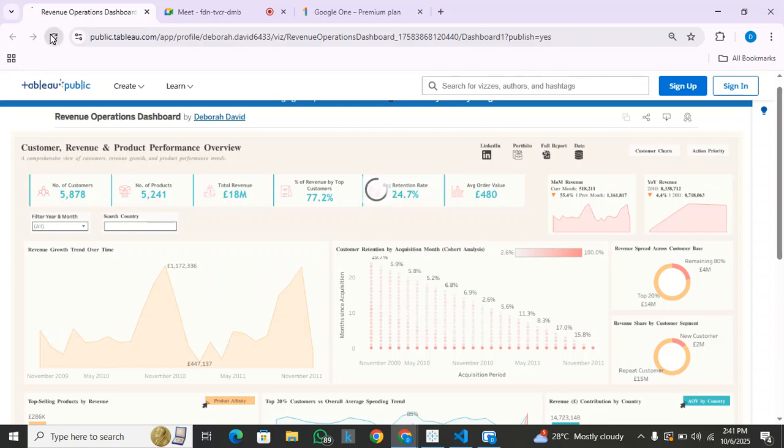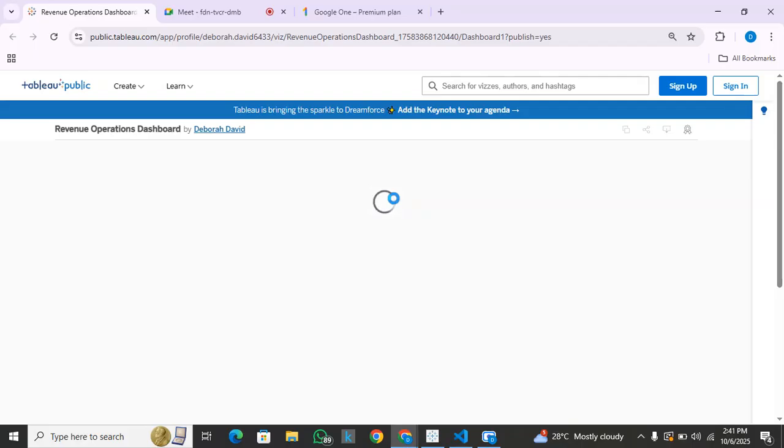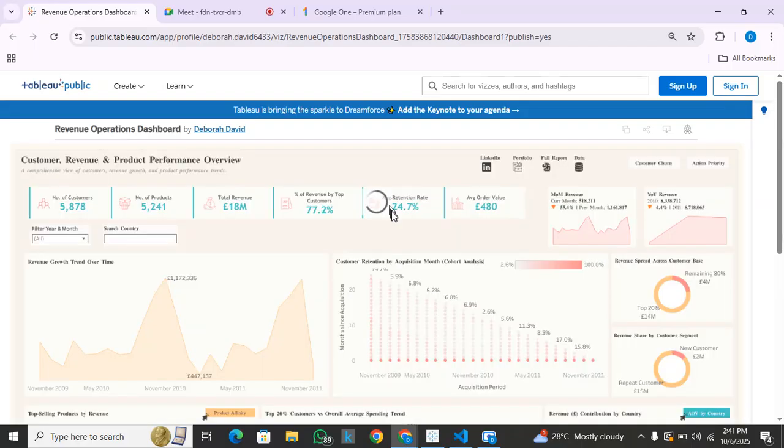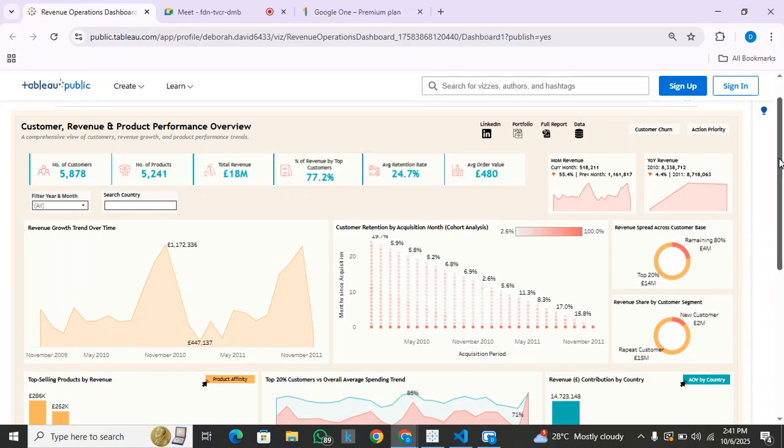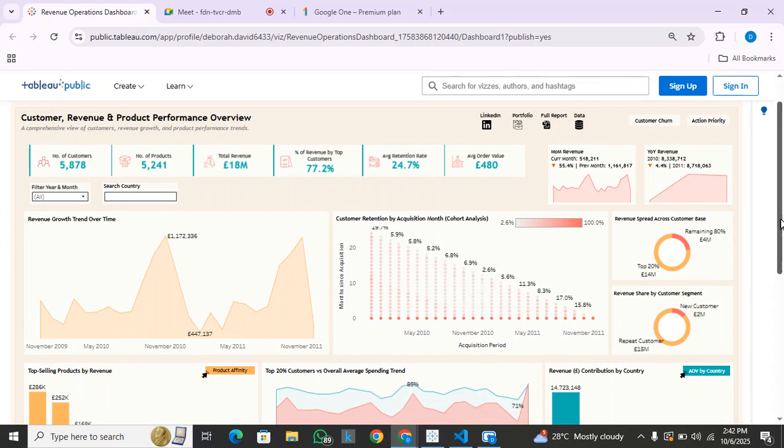This is our dashboard. It's a Tableau dashboard. And this dashboard was created with users in mind, from the color to alignment to positioning. It was created with you, the viewer or the user, in mind. So this first page is a three-page dashboard. This first page is about customer revenue and product performance overview, simply showing where the business is at right now.